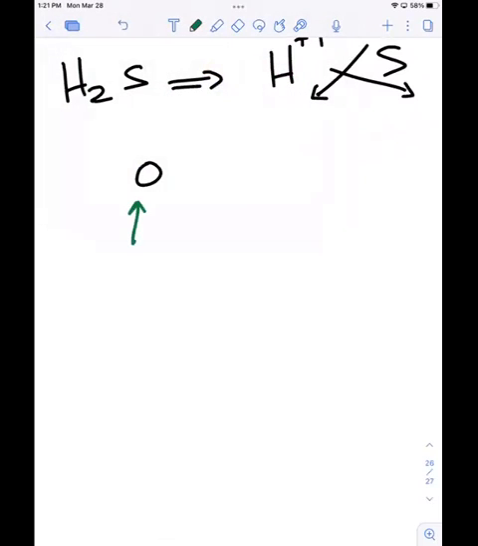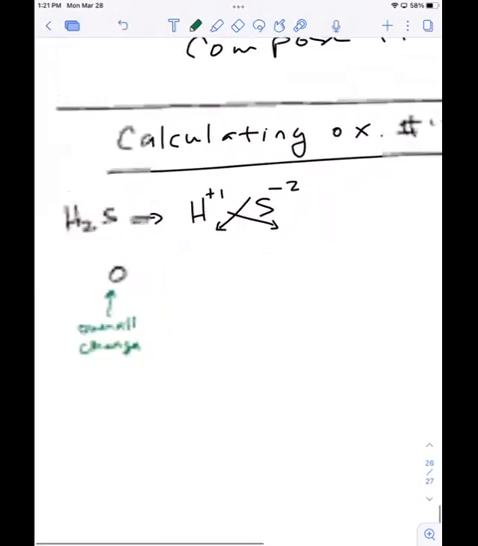I have a question. Go ahead. So does it not matter that one of them is 2 and one of them is +1? Yeah, it matters. But what we're getting ready to show is that we can calculate that and get to the same conclusion, if that makes sense. Okay, that makes sense. This is a shortcut method of doing it, but I'm also going to show you how to calculate the oxidation number.